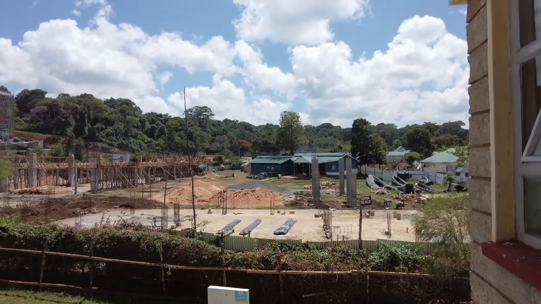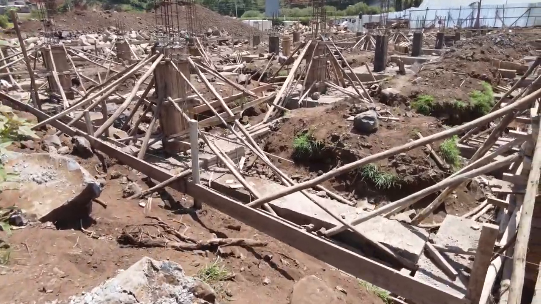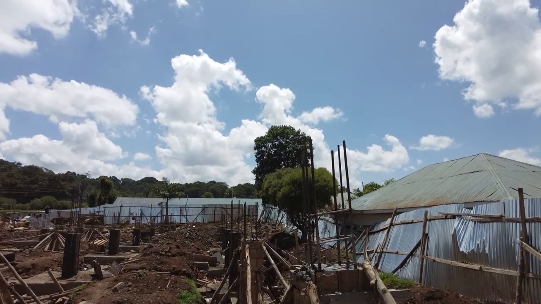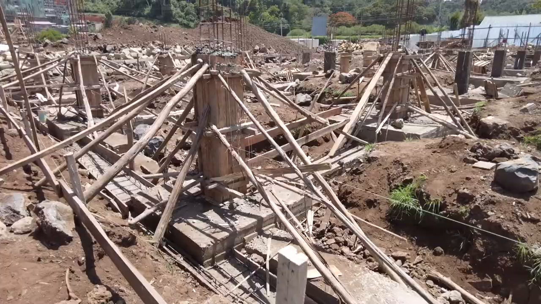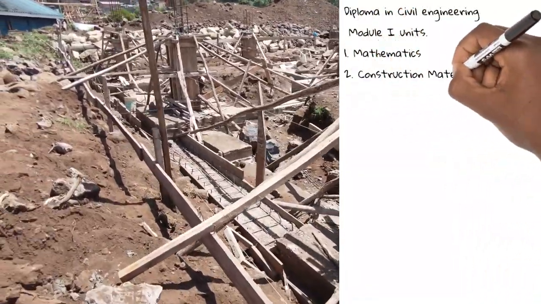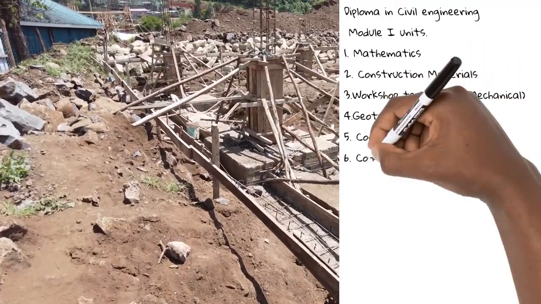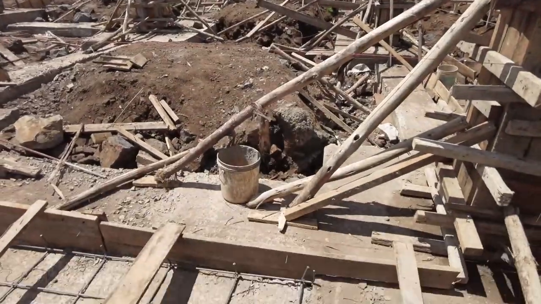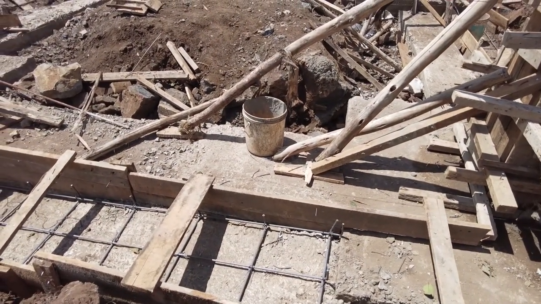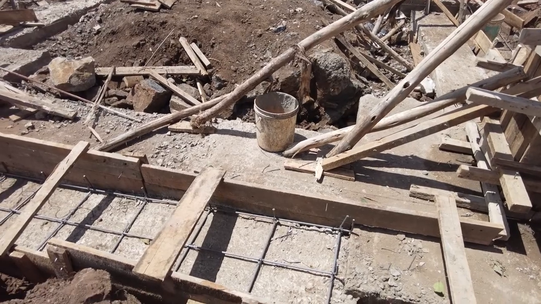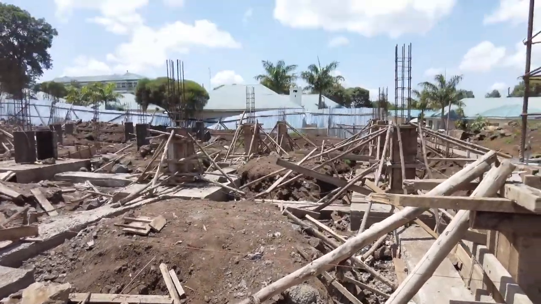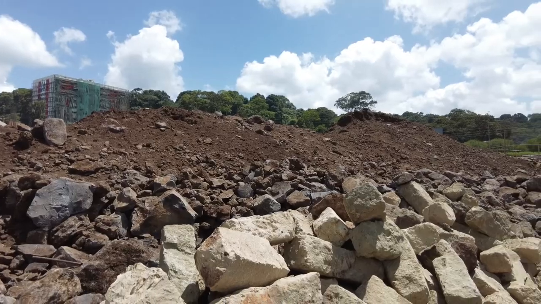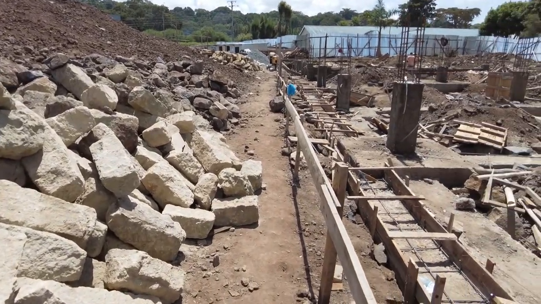There's a lot of work going on here at the institution. So this is what we mean when we talk of a diploma in building technology. In this case, they are in the foundation. So let us check the foundation. So you also do the various types of materials that are used in construction: the metal, the concrete, the wood. You also quantify the amount of excavation to be done. So this is what we call building technology.